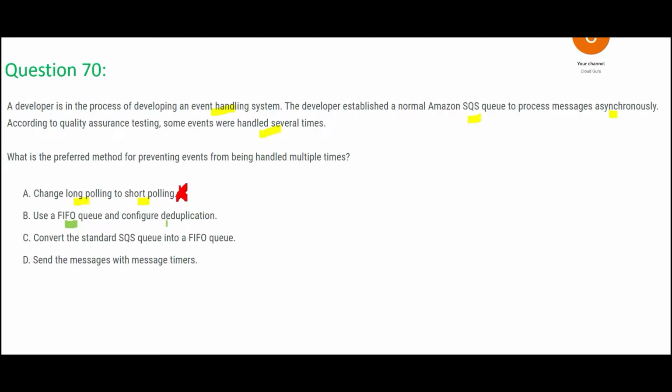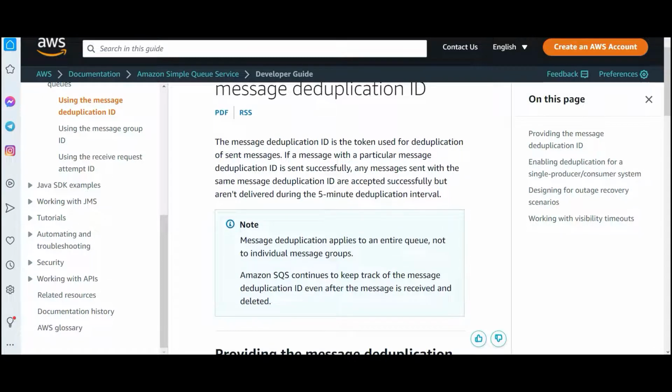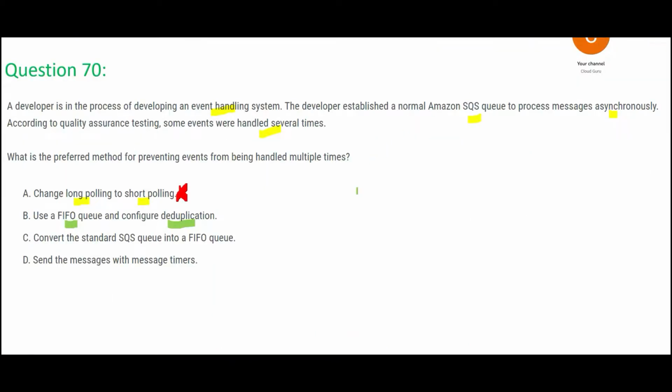And then it is saying to configure deduplication. So this is what deduplication does. It associates a deduplication ID. And if the same ID was sent, it will not send it again in that duration of 5 minutes. And the deduplication applies to the entire queue, not just individual message groups. So this would solve our problem because we are having a problem with duplication.